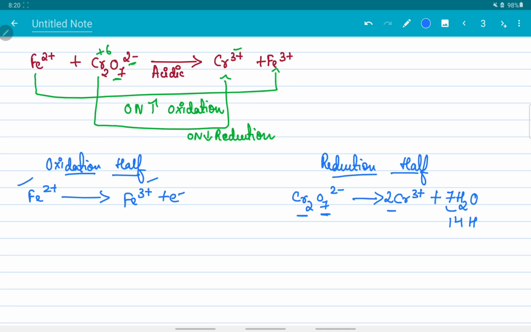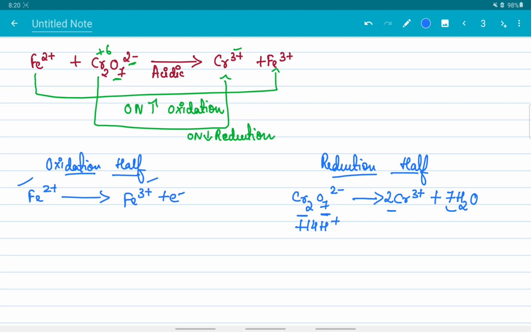For balancing the hydrogen, we are supposed to add H plus ions to the side which is having less hydrogen, or not having any hydrogen. There are 14 hydrogens on the right hand side, so on the left hand side we are going to add 14 H plus. So this is our reduction half, which is now balanced.